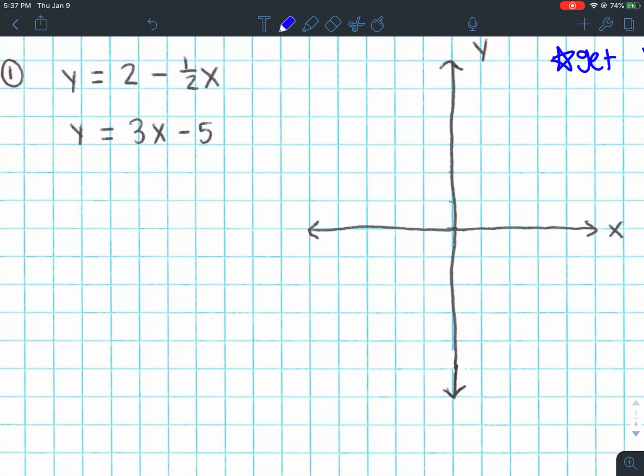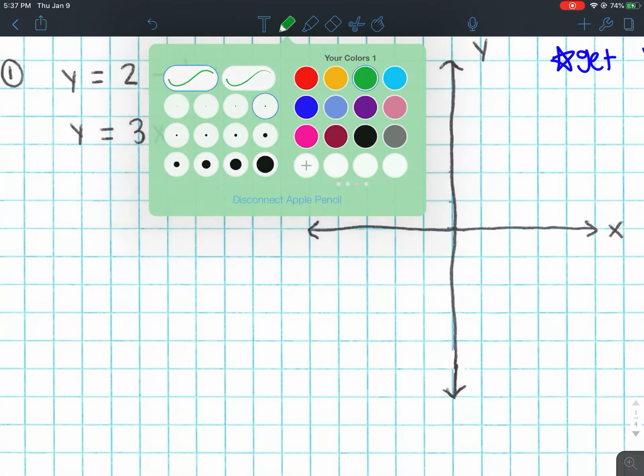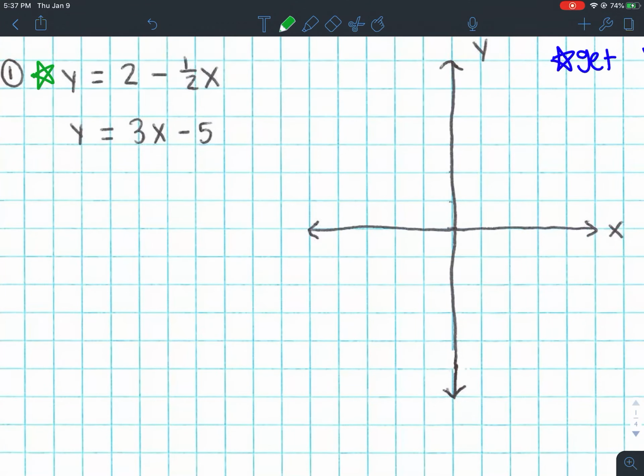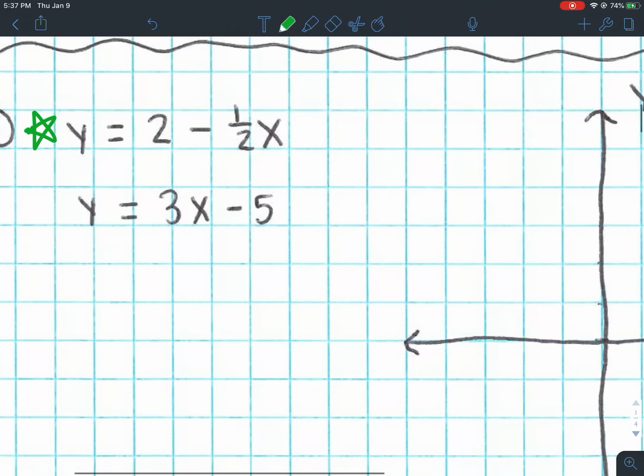Now looking at my two equations, y is already by itself. So I'm going to start with the first equation. I have y equals 2 minus 1/2 x. Well, what's the slope of this first equation?